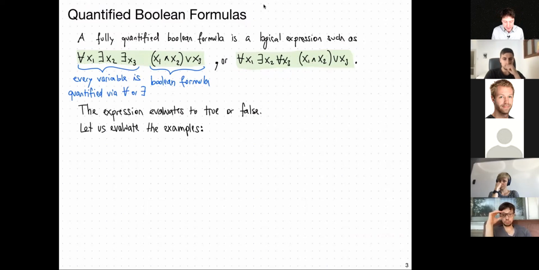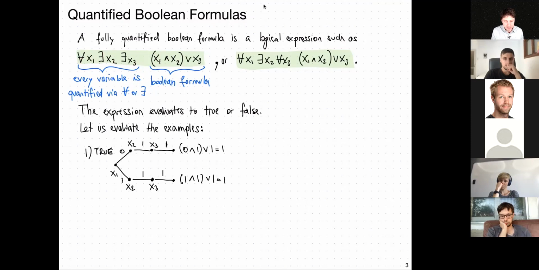Let's go through these examples. The way you want to think about these is as trees. If you're wondering, does this evaluate to true or false? Well, first I'm telling you it is going to evaluate to true, and one way to check that is to write down the tree that proves it. Now, for all x1, what does it mean? It means that we want the remaining formula to be true, regardless of whether x1 is 0 or 1. So we're going to branch out and say, okay, let's fix x1 to be 0 or x1 to be 1.